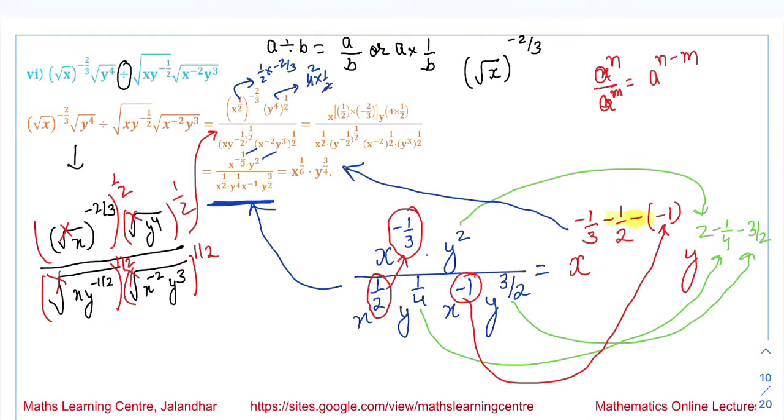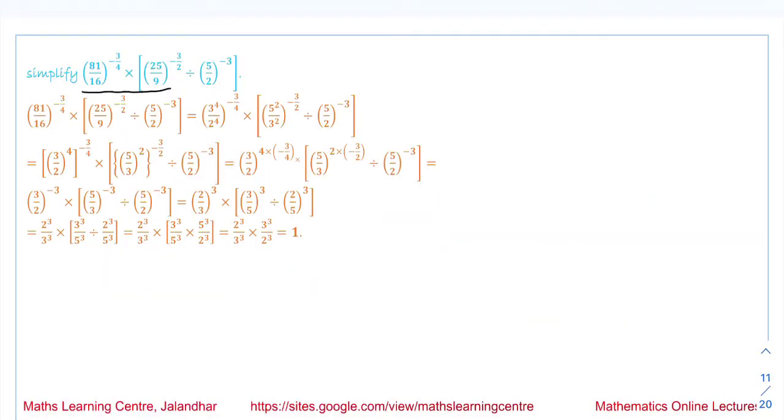Now in this next question we have these two terms, then there is a division sign over here, and next terms are there. So either we can start solving from the brackets first, or you can just remove this division sign and use the multiplication over here. So first thing we are going to do is solve these brackets first. So it is 81 by 16 raised to the power minus 3 by 4.